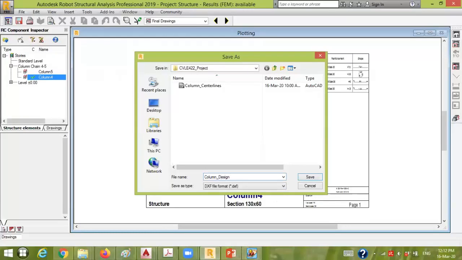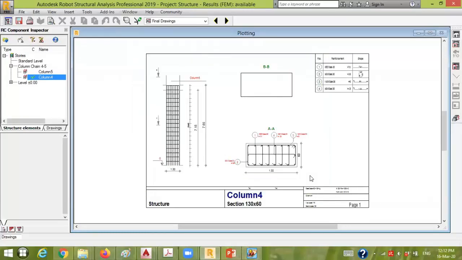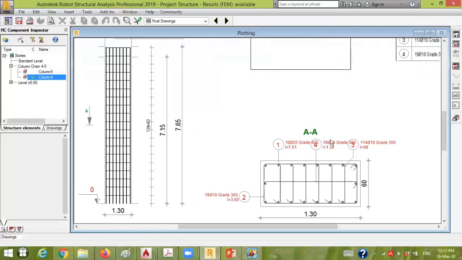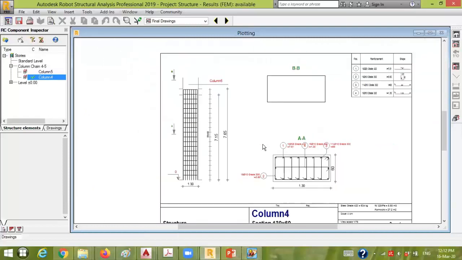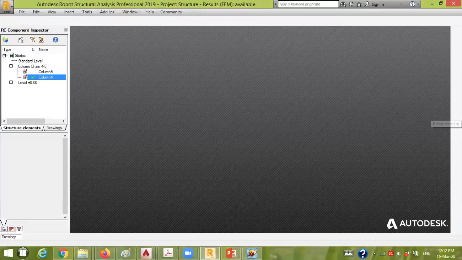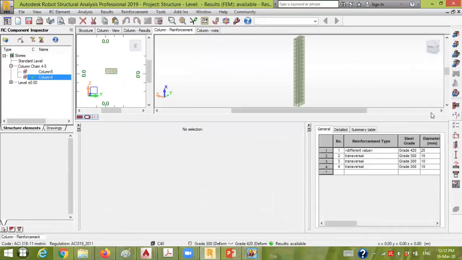As I said, now this drawing can be opened using AutoCAD. We'll add here the good name of the column, your name, project name. You have here all the quantities. Usually the text here is overwritten, so you have to separate the text in order to be clear. So you'll edit this drawing in AutoCAD. Now it's over for the column design.